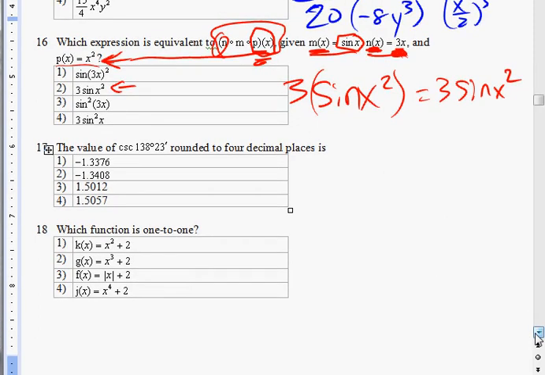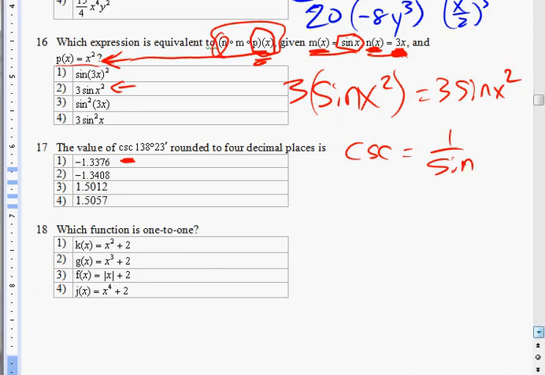All right, question number 17. We want to find out what is cosecant of 138 degrees 23 minutes, rounded to the nearest 4 decimal places. This is simply plugging into the calculator, but you do need to know that cosecant is 1 over sine. So we do need to put that into the calculator.